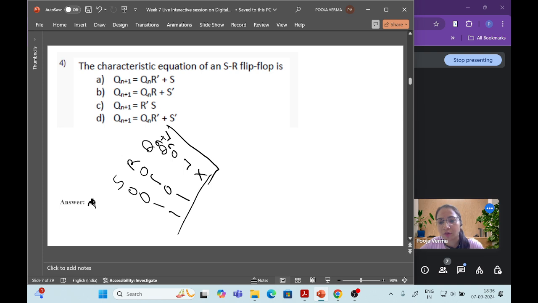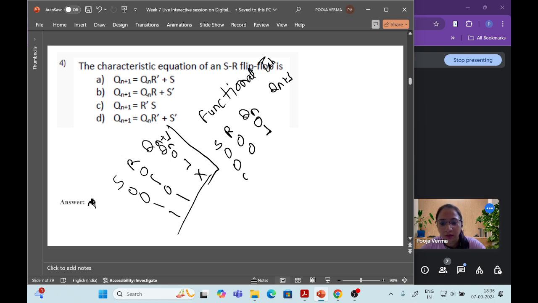Okay. So what will be the functional table if we want to find out the characteristic equation? Then we need to find out the functional table. SR is given, that means present state output Qn, and this is the next state output Qn plus 1. The rows are 0 0 0, 0 0 1, 0 1 0, 0 1 1, 1 0 0, 1 0 1, 1 1 0, 1 1 1.